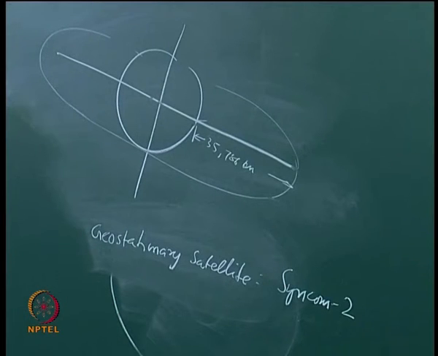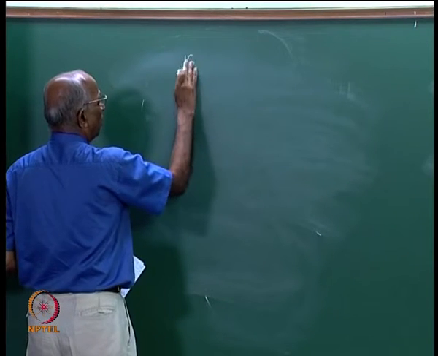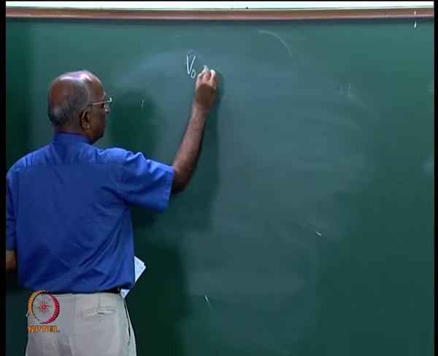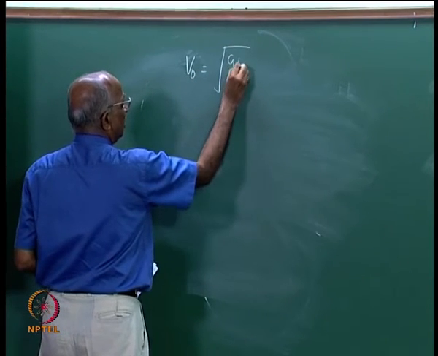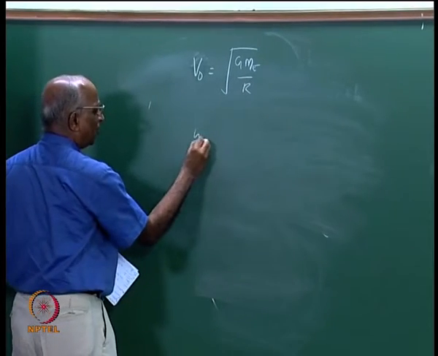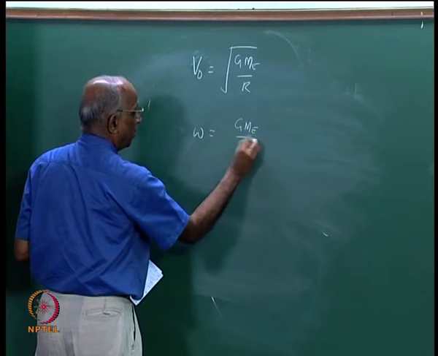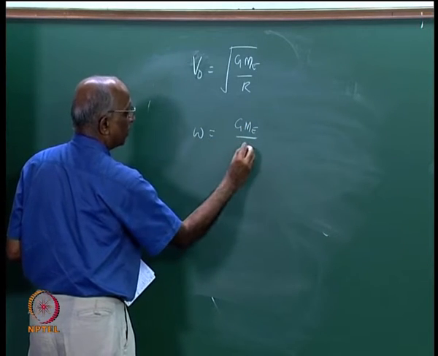Therefore, what we have done so far is we started with the velocity of orbit. Let us just again put down the equations clearly. The velocity of the orbit V0 is equal to the square root of G Me by r, correct. The angular rotation of the orbit, omega, is equal to the square root of G Me by r cube.